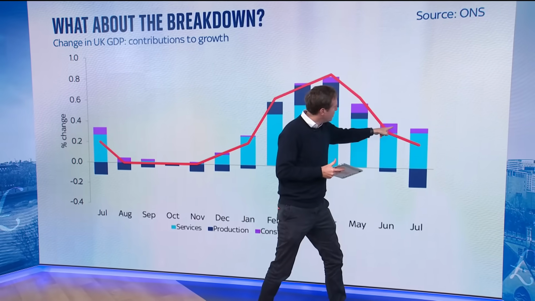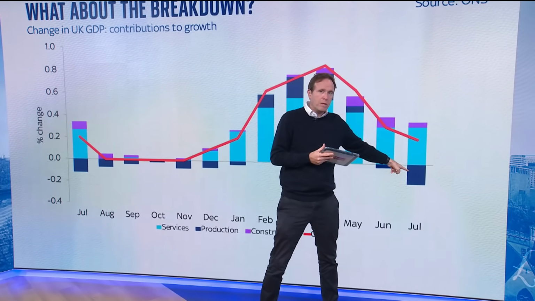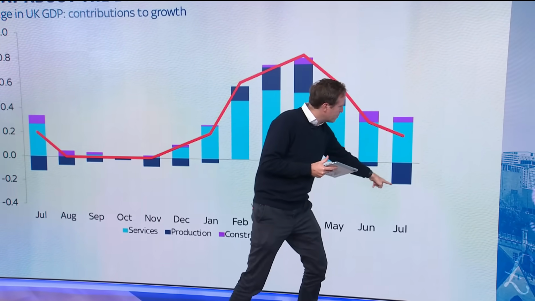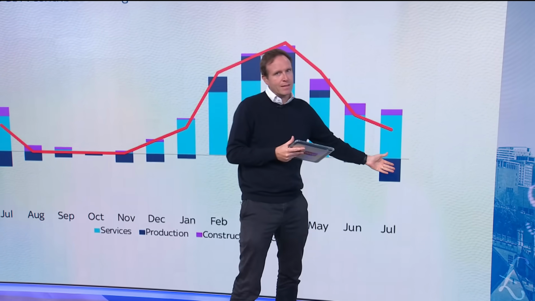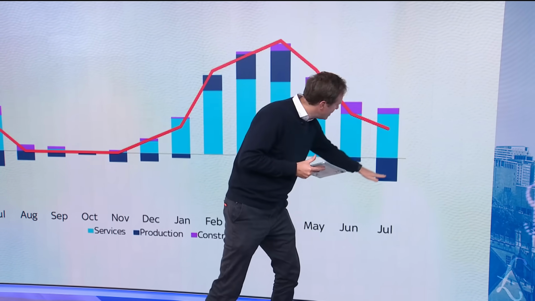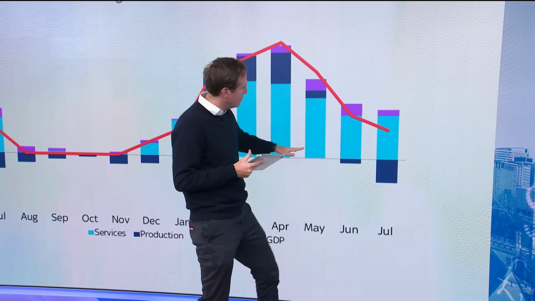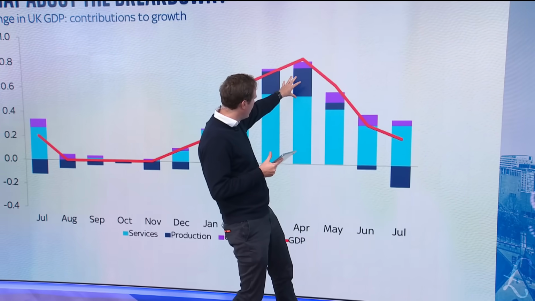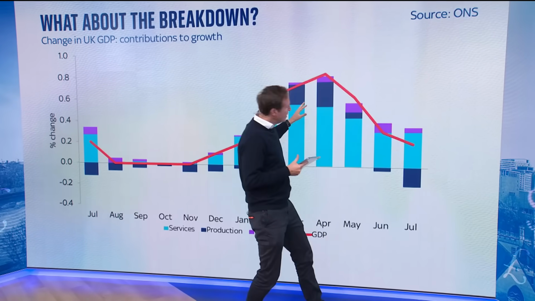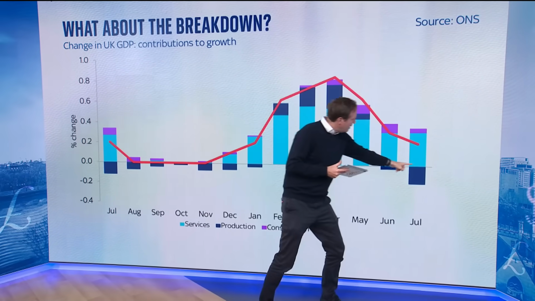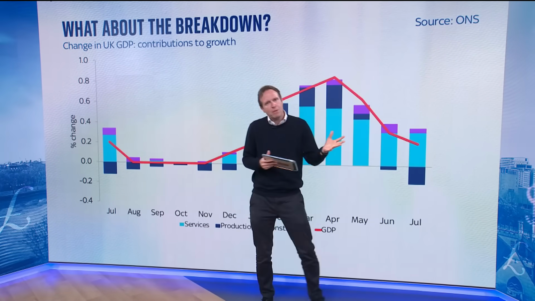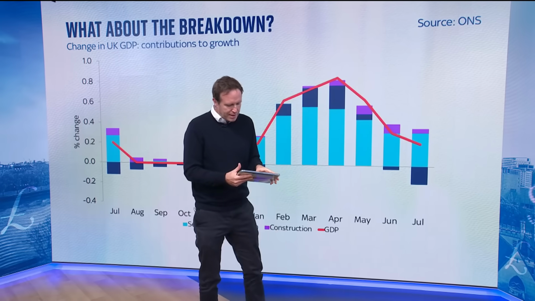The bit that's weak, that purple, is construction. The bit that's weak recently, that's manufacturing, and that's production. So it's making stuff. And, to some extent, that might be to do with what we've seen recently with tariffs. So people making a lot of stuff before the tariffs came in, those dark blue bars, getting it across to the US, and then making less stuff in the summer. That might be one of the explanations. But as I say, it's volatile.